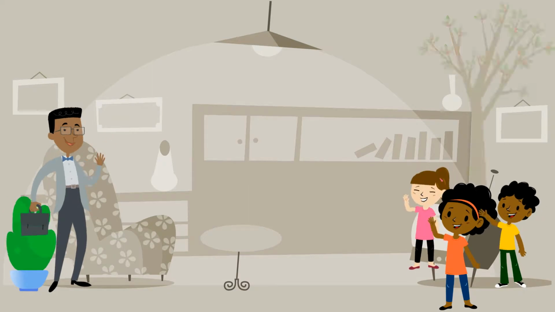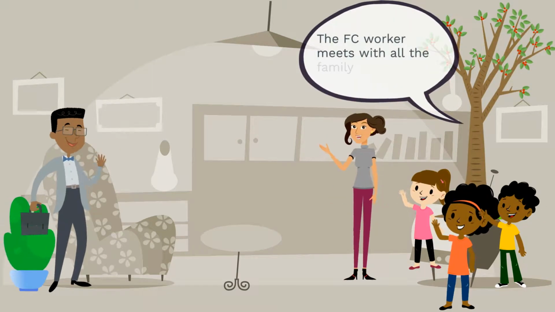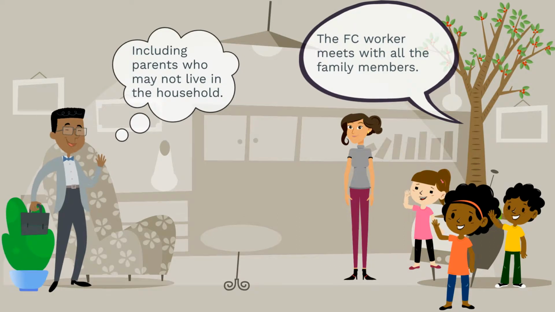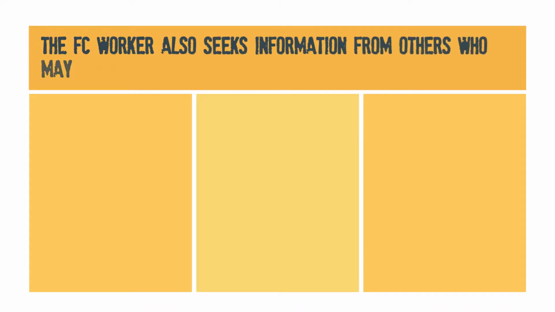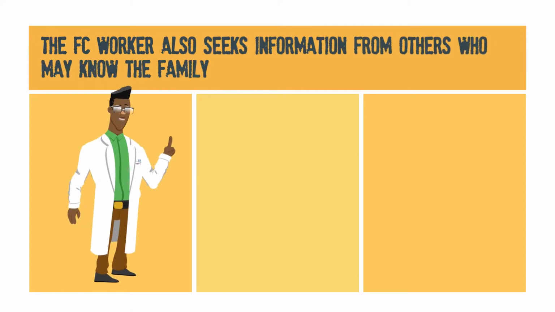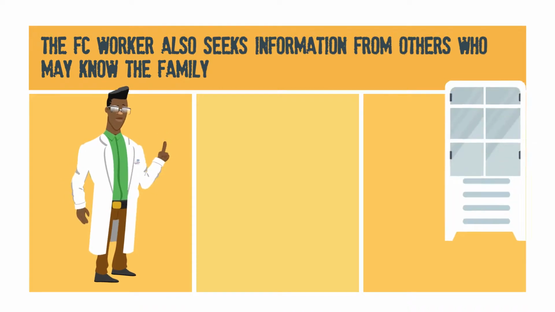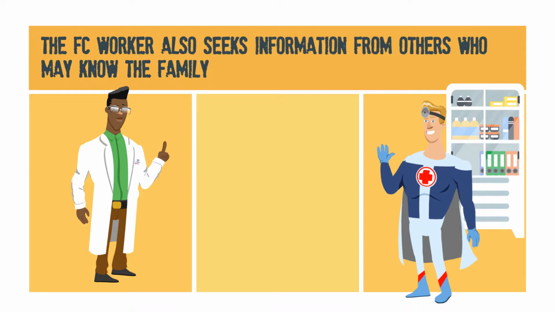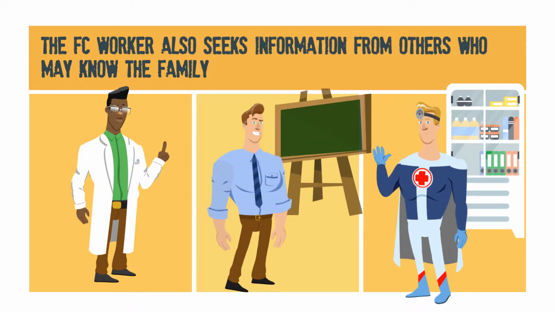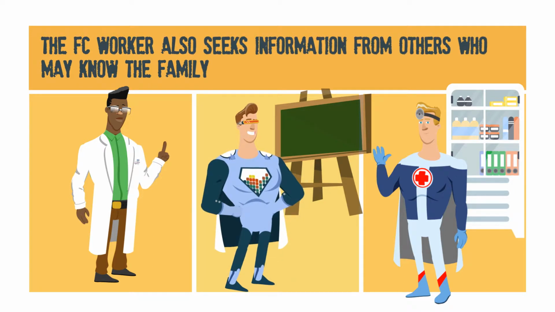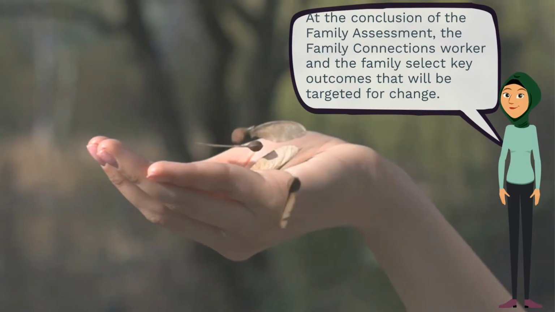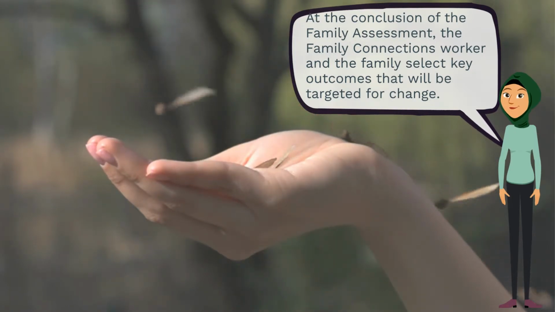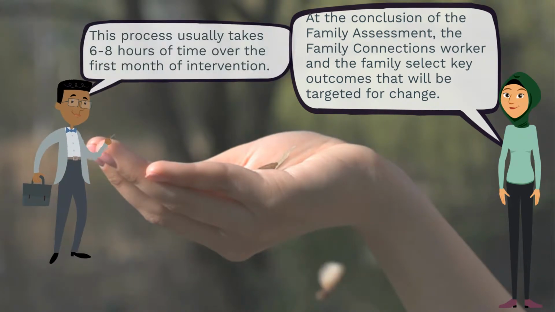The Family Connections worker meets with all of the family members, including parents who may not live in the household. The worker also seeks information from others who might know the family, like a doctor or teacher. At the conclusion of the family assessment, the worker and the family select key outcomes that will be targeted for change. This process usually takes 6 to 8 hours of time over the first month of intervention.